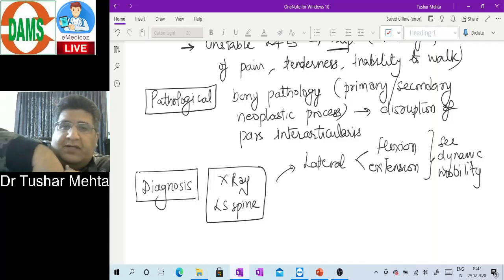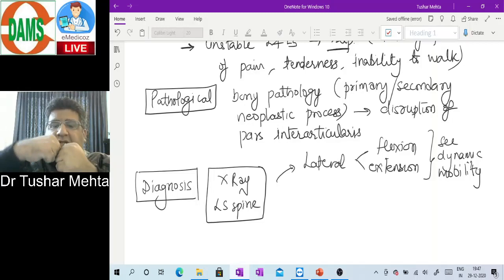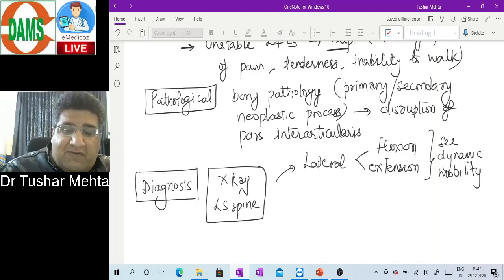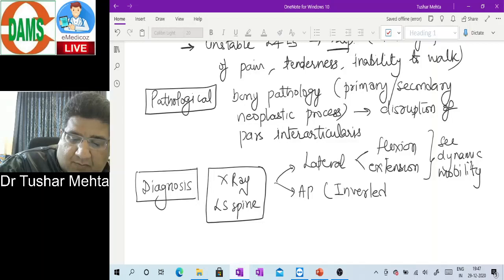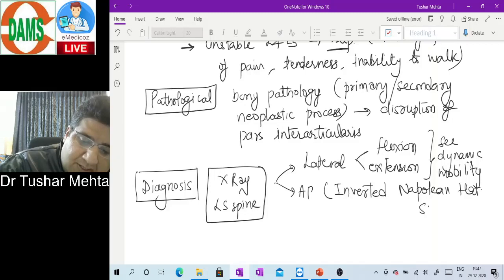The moment you flex your spine, the slip disappears. And with extension, the slip exaggerates. So I get an idea of how much mobility in the segment is there if I plan a surgery. Then I ask for an AP view. In the AP view, you see a very important, interesting thing that is called the inverted Napoleon hat sign.